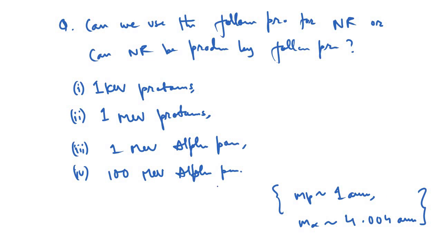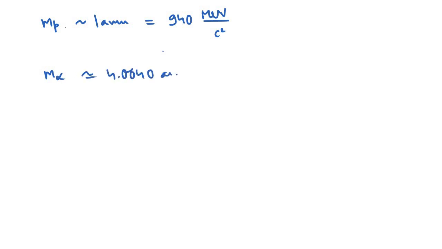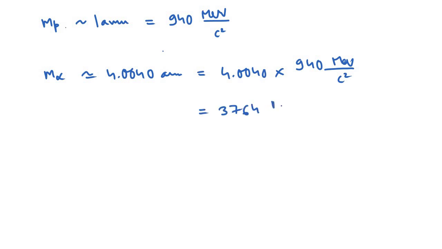So let's first start. Before starting, let us write down the conversion, right? Now we already have mass of proton approximately 1 AMU, and we know how much this is, approximately 940 MeV/c². Next, if we know this, then mass of alpha is 4.0040 AMU, so this is equal to 4 × 940 MeV/c², which is your 3764 MeV/c². Okay.